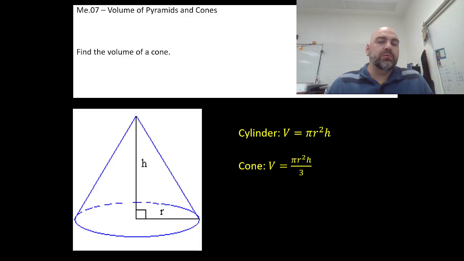So your volume formula for a cone is base times height divided by 3, or base area times height divided by 3. The base is a circle, pi r squared, multiplied by the height, and then divided by 3. You'll notice that you need the radius and the height. Those are the only two things that you need in order to solve for the volume of a cone.